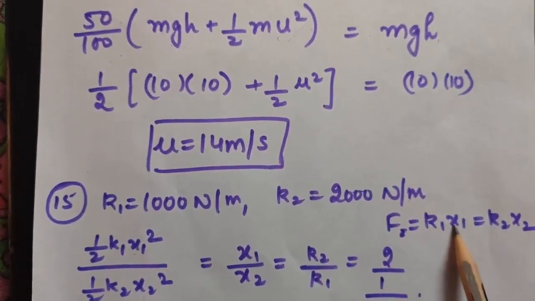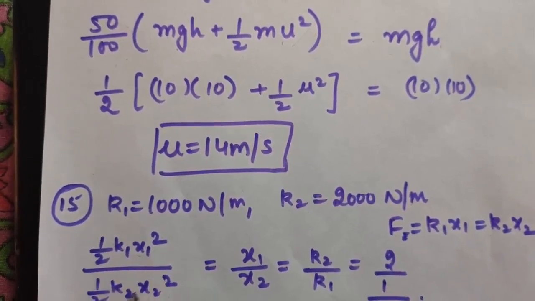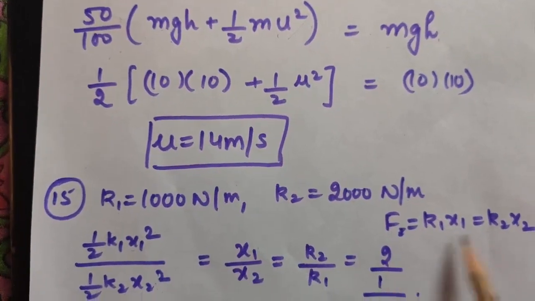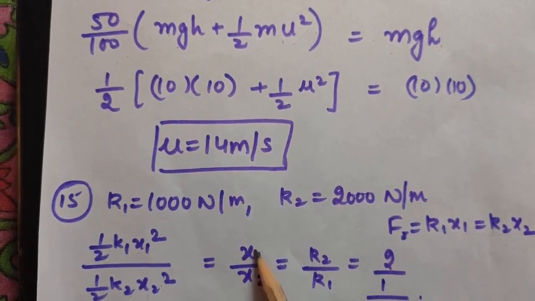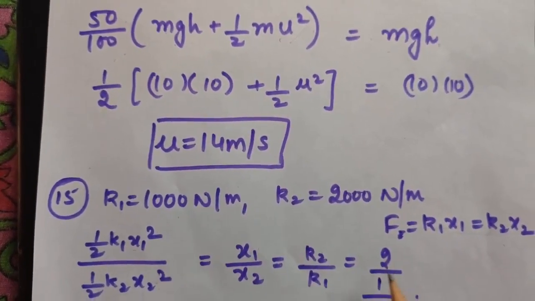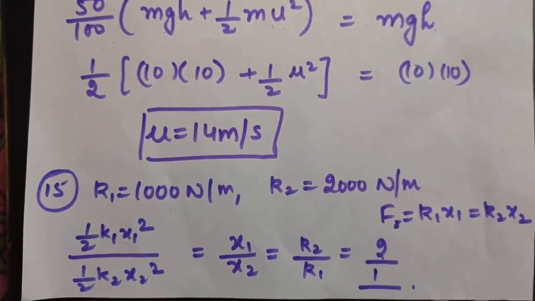From here, K1 x1 is equal to K2 x2. Half will cancel out. K1 x1 upon K2 x2 will also cancel out, so you will get x1 upon x2. Again from here, x1 upon x2 is K2 by K1. So x1 upon x2 is K2 by K1. That will be 2000 upon 1000, that is 2 by 1. So this is the ratio of potential energy stored in the two springs.